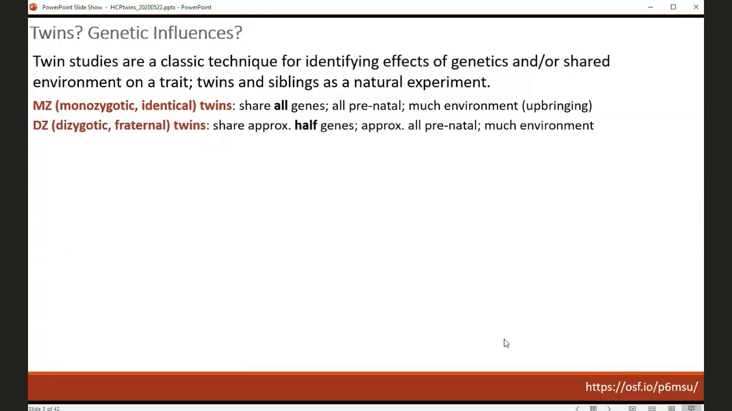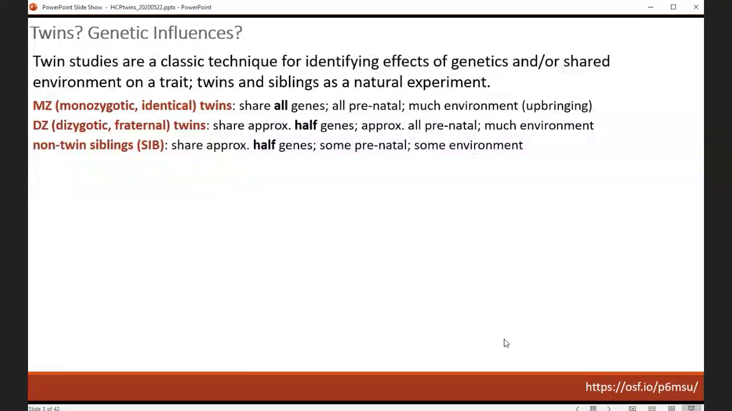But then if you go to DZ twins, they also share a lot of the environment and prenatal, but only around half of the genes. And then if you get to non-twin siblings, they share about half of the genes as well, but less of the prenatal and environment, and then unrelated people, of course, less of everything.